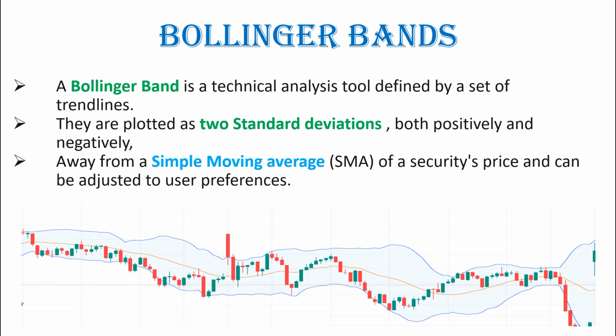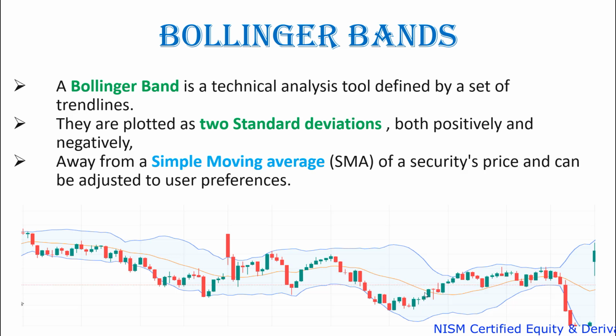Today we are going to learn what is Bollinger Band, how we can trade using the Bollinger Band, and what are the different concepts in the Bollinger Band. Bollinger Band is a technical analysis tool defined by a set of trend lines. They are plotted as two standard deviations, both positively and negatively, away from a simple moving average. So in between there is a moving average.